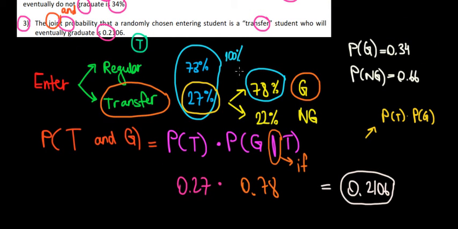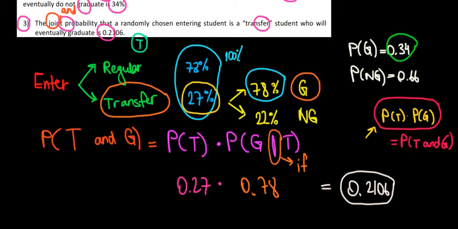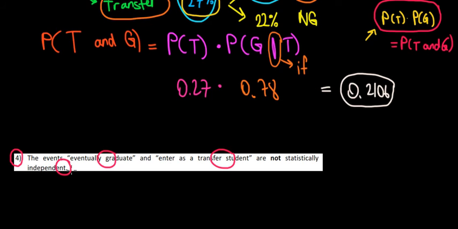Now, to prove it with the math, we know that if they are to be independent events, then the probability of being a transfer student times the probability of graduating must be equal to the joint probability of T and G. We found out that joint probability is equal to 0.2106. Let's see what the math is over here. P of being a transfer student times P of being a graduate student: that's 27% for transfer and 34% for graduate. So that's going to be 0.27 times 0.34.